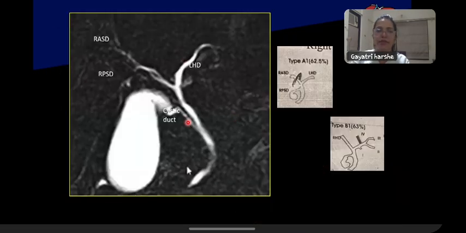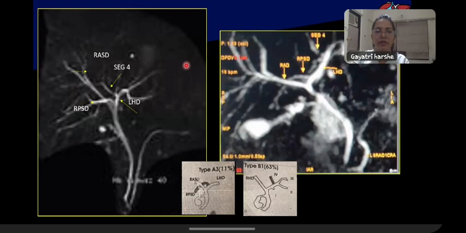We will just see few of the variations where this is the routine right anterior sectoral duct and the right posterior sectoral duct joins together to form the right hepatic duct. And on the left hepatic duct, segment 4 duct drains into the left hepatic duct. Then here, this is the right posterior duct, which drains into the left hepatic duct. And this is right anterior duct. And this is segment 4 duct, which is in the left hepatic duct. So this is A3B1. So we identify these segmental ducts.